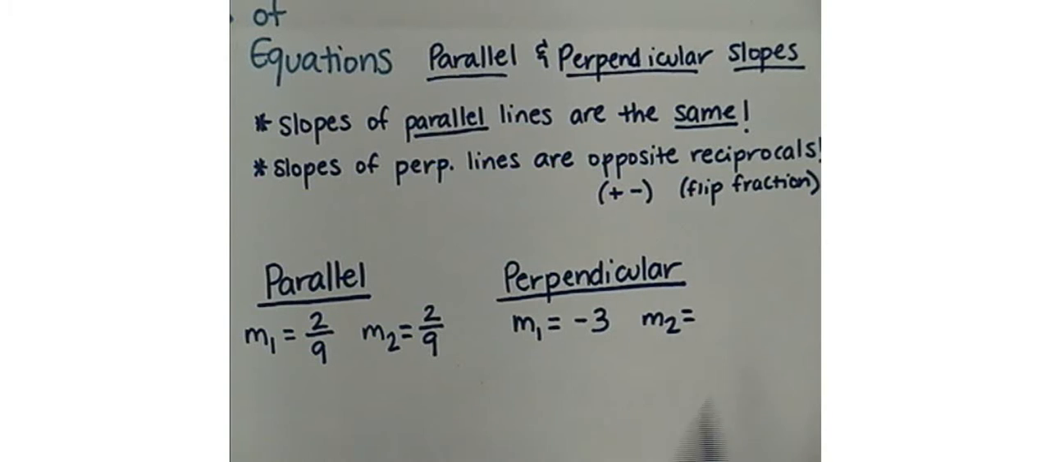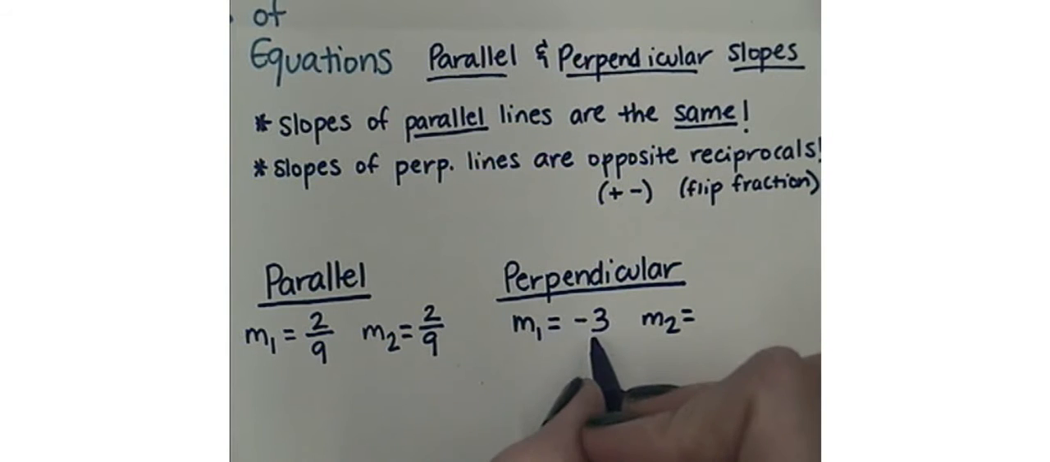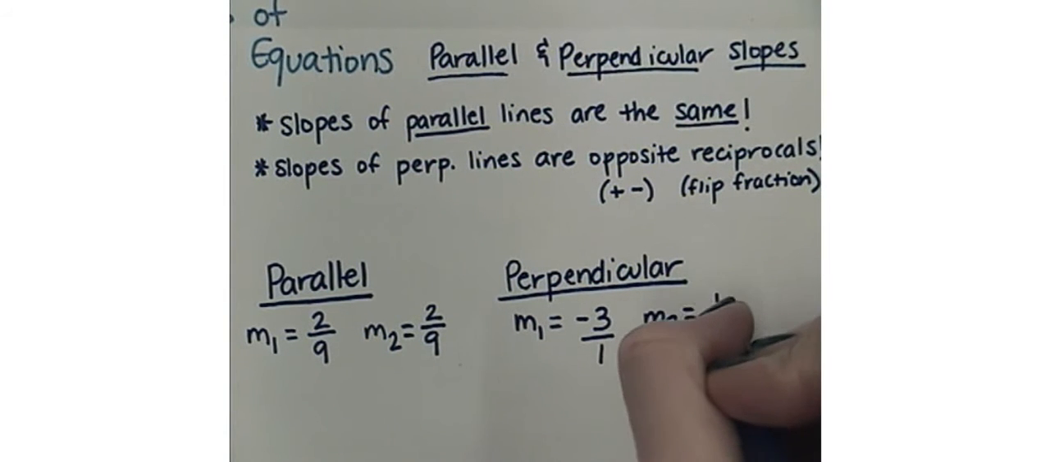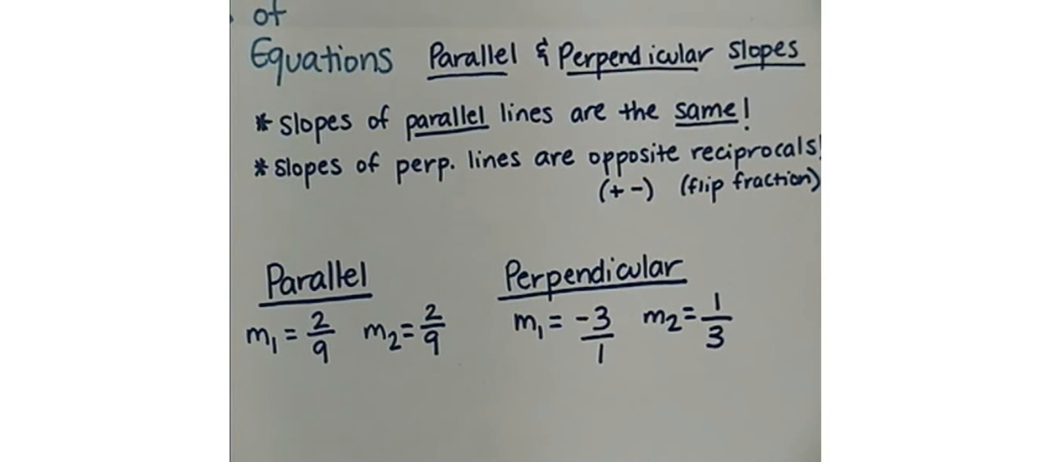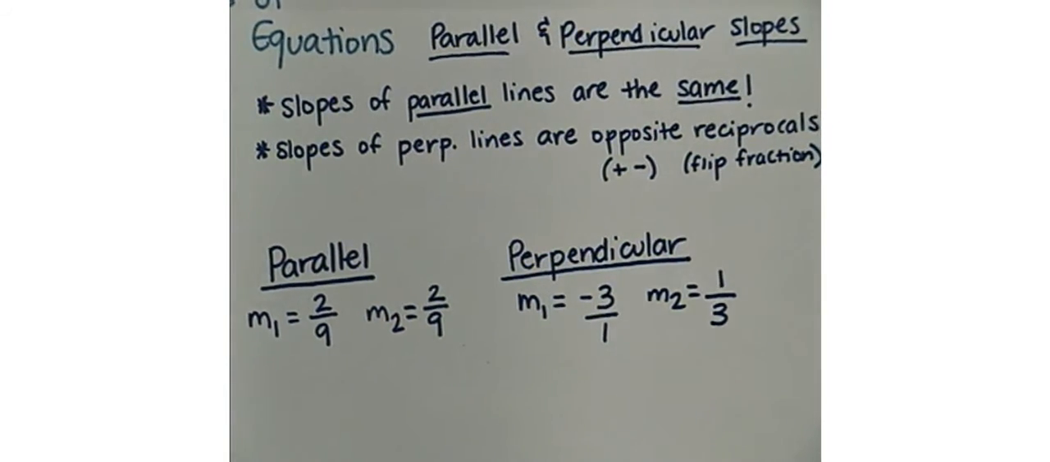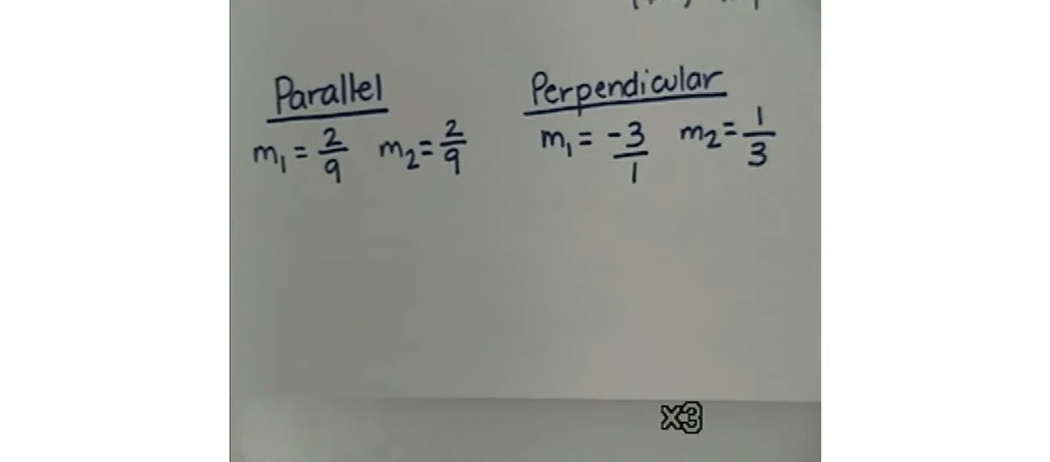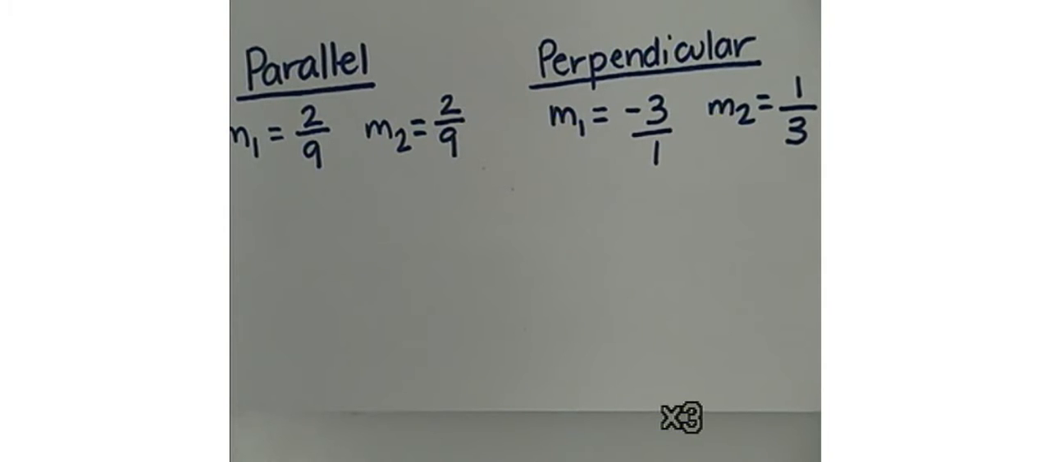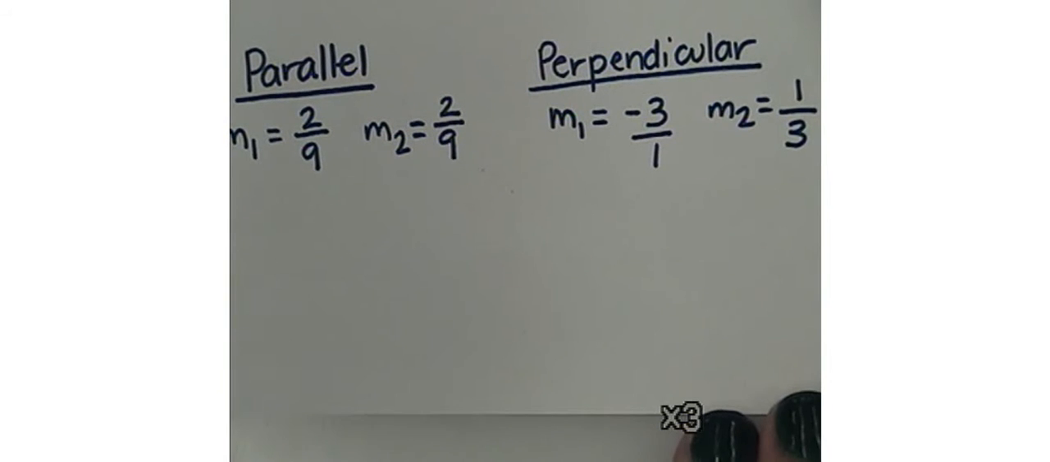We need to flip the fraction, but there isn't a fraction here, so we can make it a fraction. This is 3 over 1. All integers, or all whole numbers, can be divided by 1. So to flip that, it would be positive 1/3. So opposites, one positive, one negative. Reciprocal means flip the fraction.